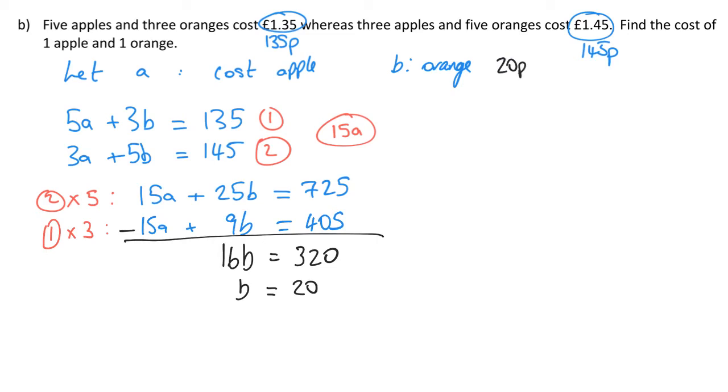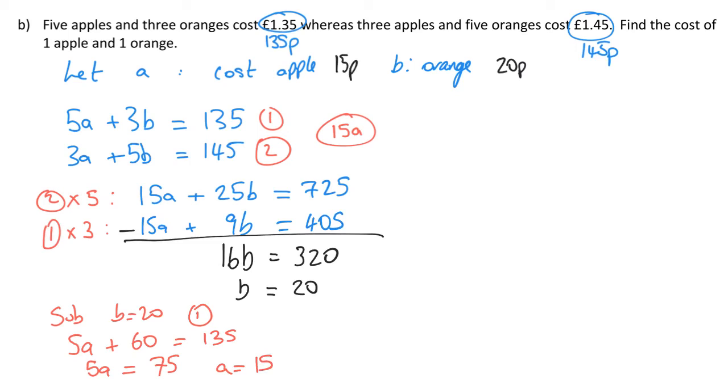To work out the cost of an apple, we will substitute B equals 20 into equation 1. That's 5A plus 3B's, so B is 20, 3B's are going to be 60. So 135. 5A then is going to be 135 minus 60, which is 75. So then A equals 15. So it looks like the cost of an apple is going to be 15p.